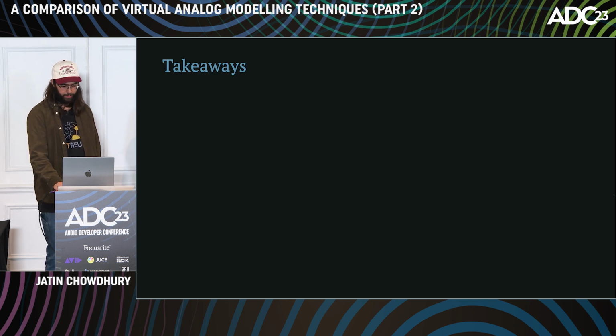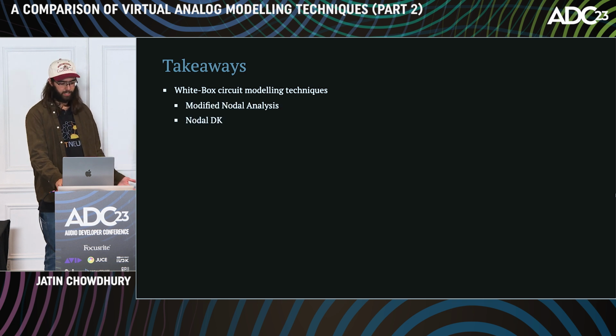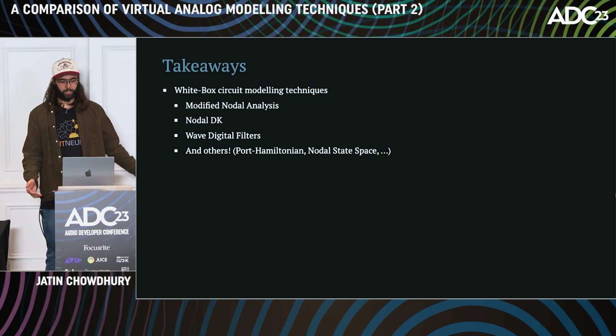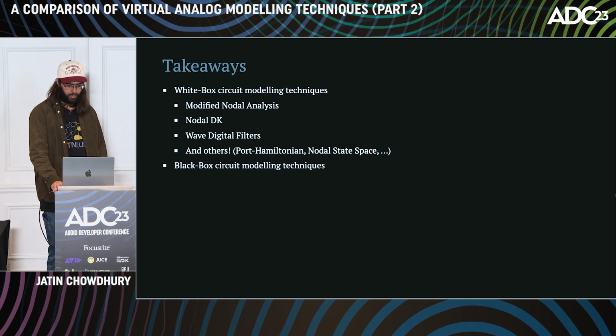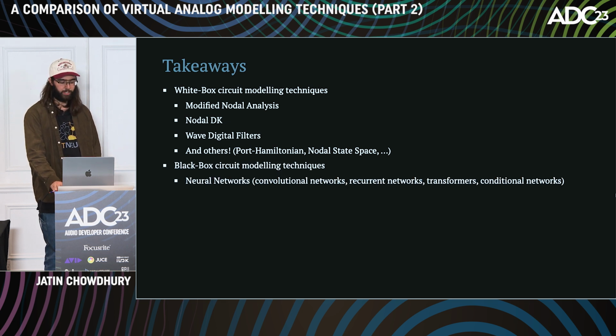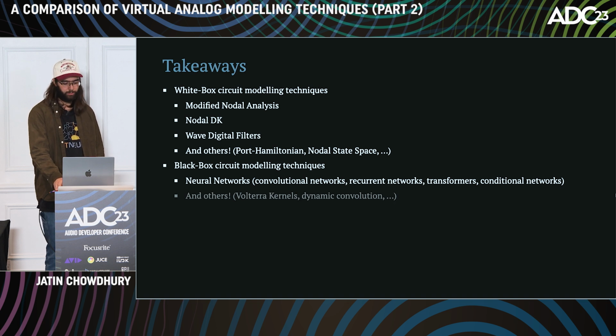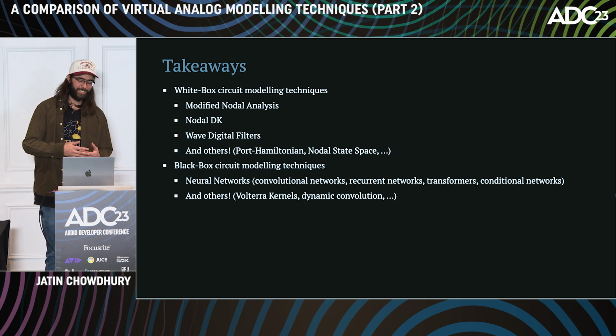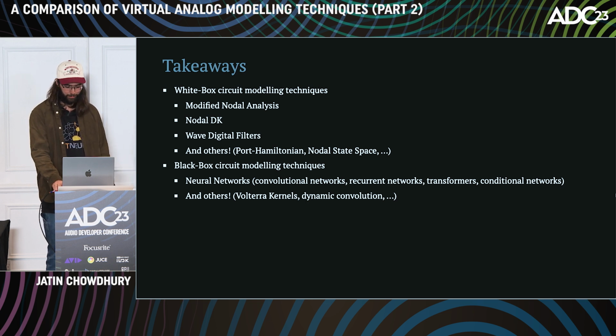So a few general takeaways. We were talking about white box circuit modeling techniques. These can include MNA, NDK, wave digital filters, and there's a ton of others too. So if you're interested in this, there's Port Hamiltonian models, there's the nodal state space approach, and a few others that I haven't talked about. For black box modeling techniques, we've talked about neural networks, specifically convolutional, recurrent, transformers, and conditional models. But there's also plenty of other approaches with Volterra kernels, dynamic convolution, things like that. So this field really goes as deep as you want it to go, depending on how much time you have to read papers all day.